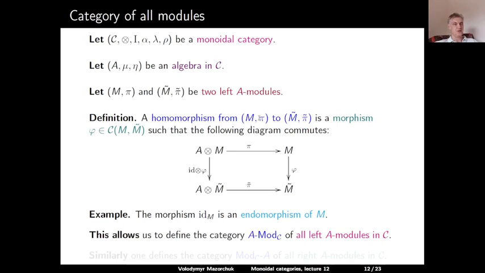It is very easy to check that the composition of homomorphisms is a homomorphism, and we already mentioned that the identity is a homomorphism. So this category is denoted by A-Mod with capital M and then subscript C. And similarly, we can define the category Mod subscript C A of all right A modules in C.